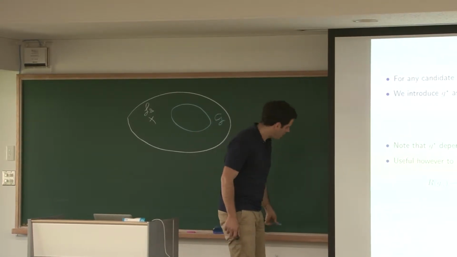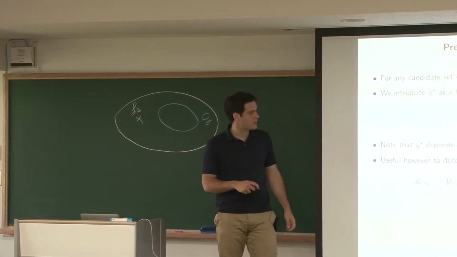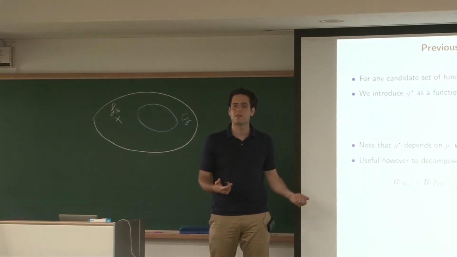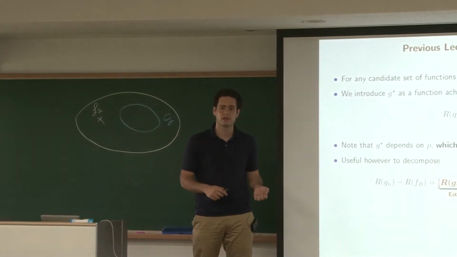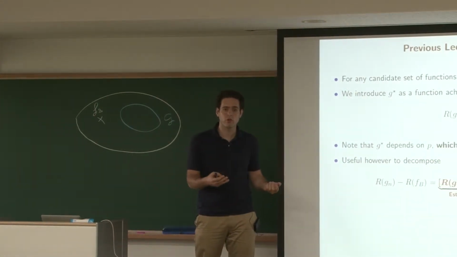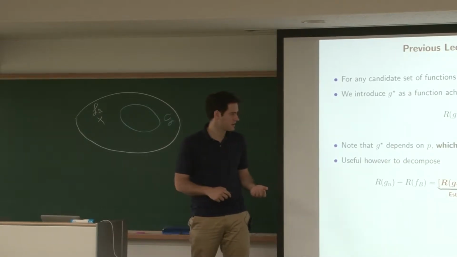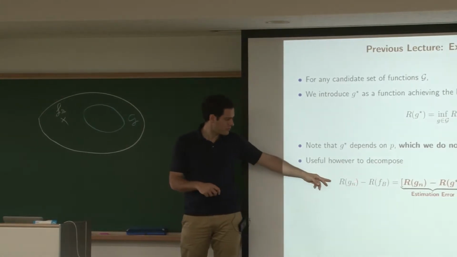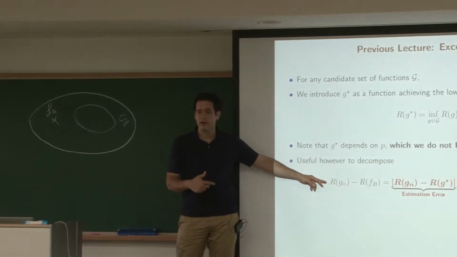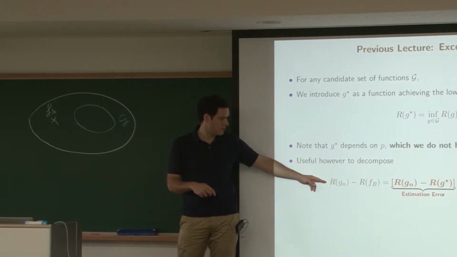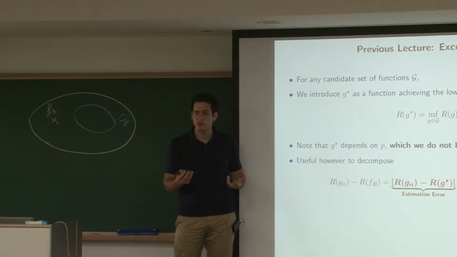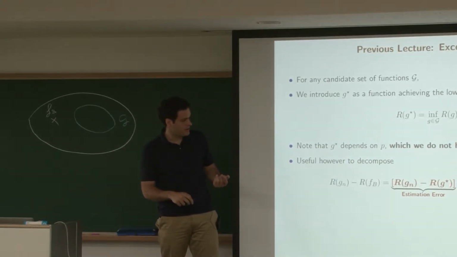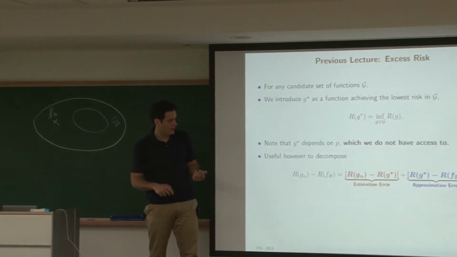Okay? And what we know is that among those functions, there is one which actually minimizes the real risk, the true risk. It's somewhere there. We don't know where it is, but it exists. So when we try to see how bad our function would really prove to be in terms of true risk with respect to the best possible risk, usually one splits it between two terms, which are the estimation error and the approximation error.